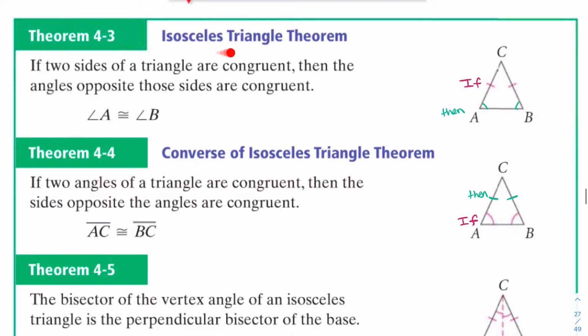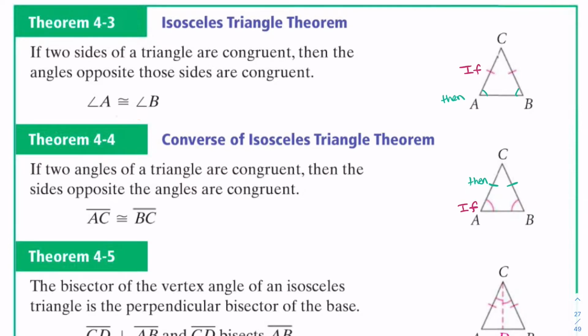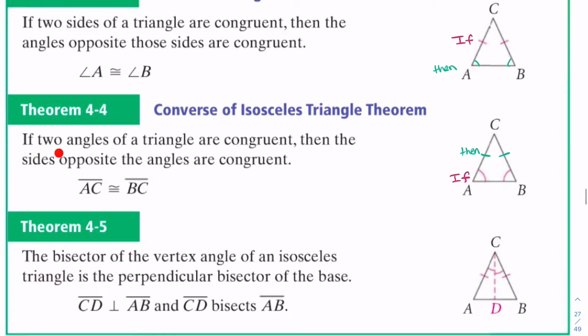So the isosceles triangle theorem: if two sides of a triangle are congruent, then the angles opposite those sides are congruent. So the base angles are congruent. So A is congruent to B. Again, the converse is if we flip that around. If two angles of the triangle are congruent, then the sides opposite the angles are congruent. So opposite the angle, those sides must be congruent. So AC would have to be congruent to BC.